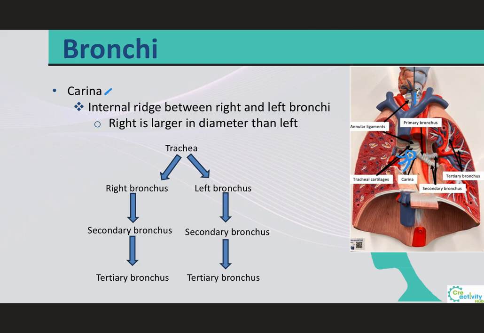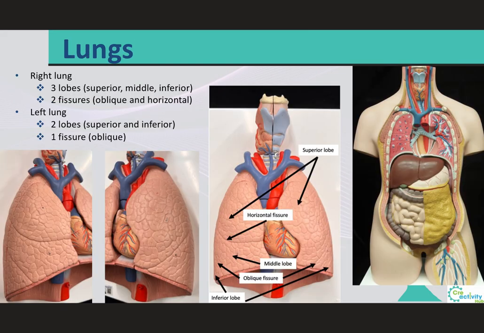And one last thing that I want to bring up is that the right primary bronchus is larger in diameter than the left one, and it also descends towards the lung at a steeper angle. So it makes it easier for foreign objects to lodge in the right lung than in the left lung. So the probability of an individual having an infection in the right lung is higher than in the left lung. Now let's talk about the lungs.